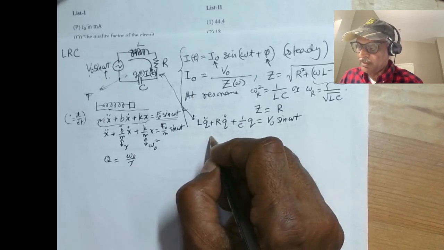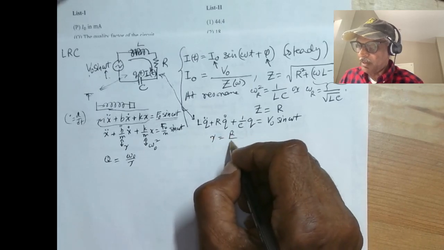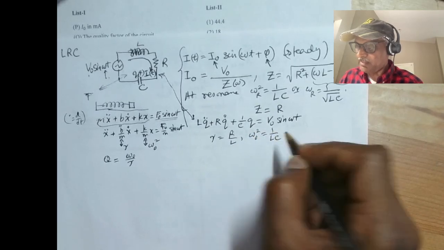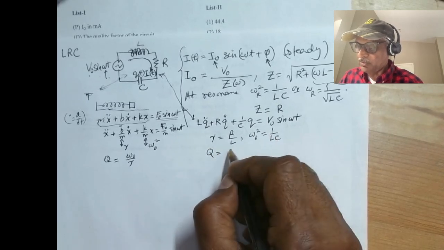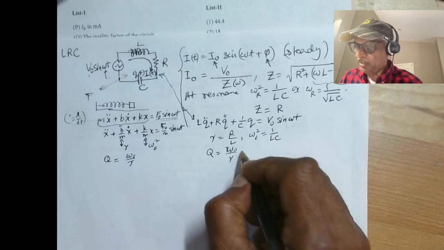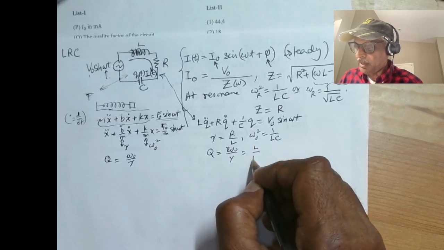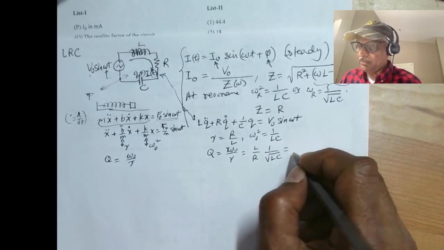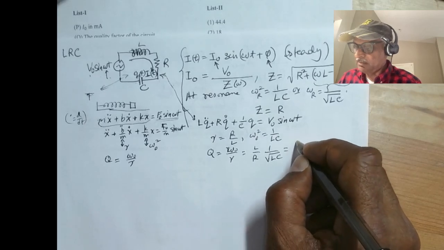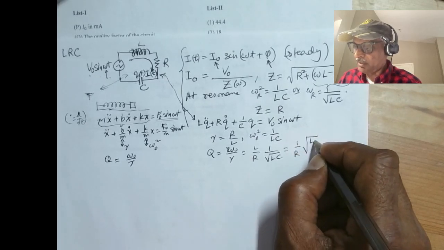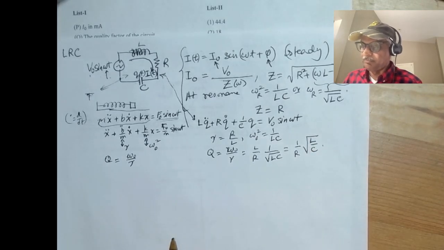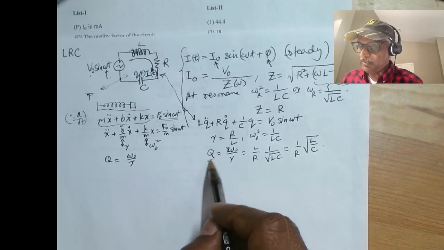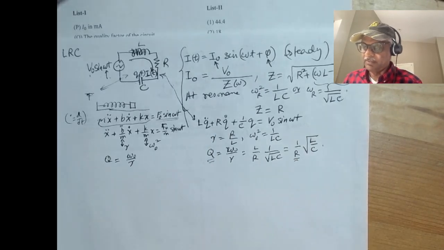So gamma will be R over L and omega naught square will be 1 over LC. So the Q factor, omega naught over gamma, is L over R times 1 over square root of LC. You can see that it is 1 over R times the square root of L over C. Okay, so for the Q factor I need to find what R is, right?